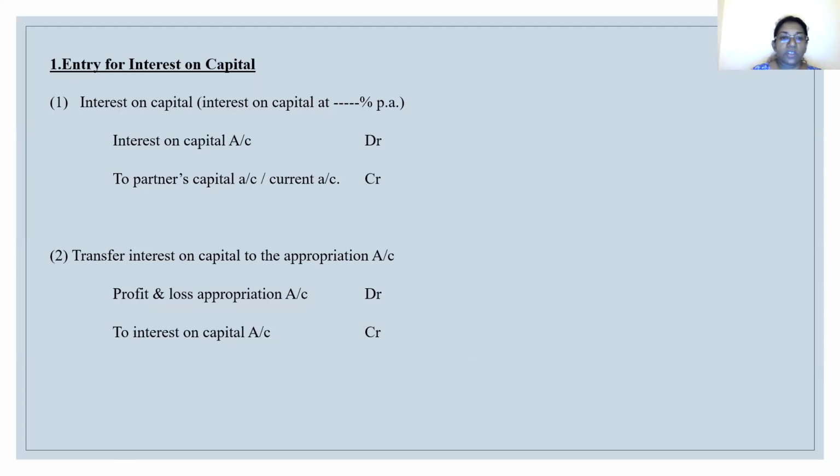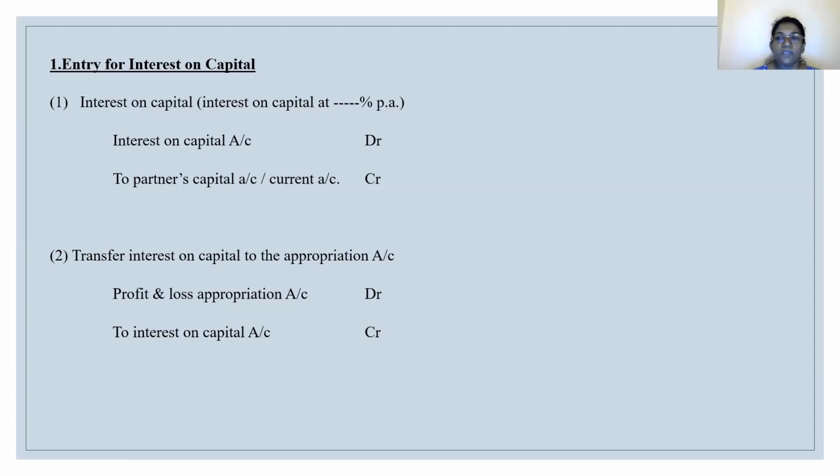So let's check out the entry for interest on capital. Normally the partnership deed will provide the interest on capital, right? It will be given as a percentage per annum. So we are going to debit the interest on capital account, and we are going to credit the partner's capital account.